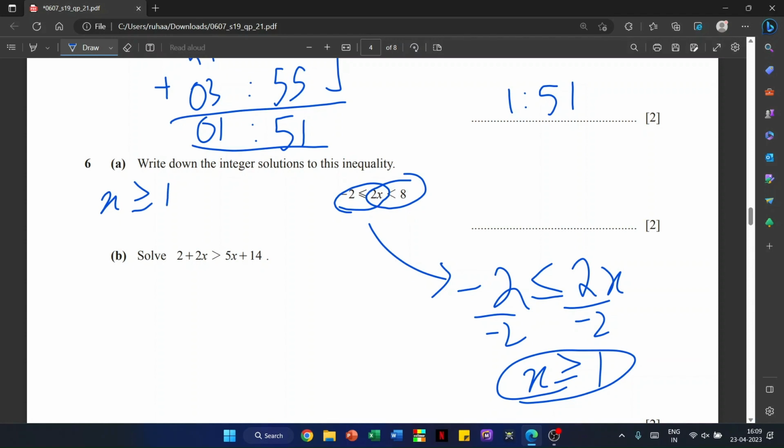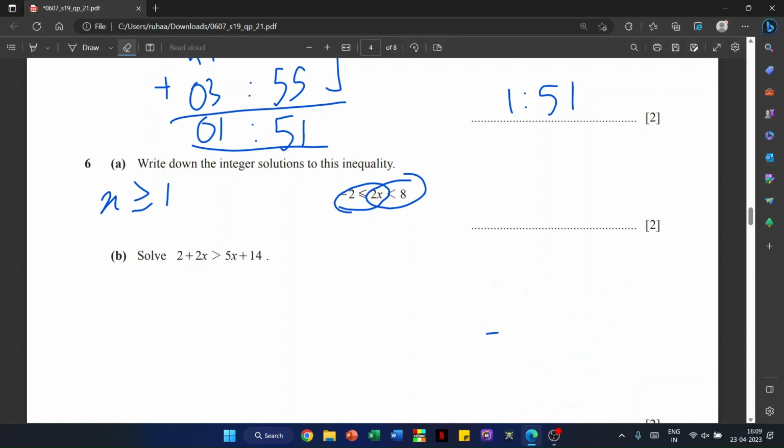The second one is 2x is less than 8. So let's just erase this. That was one of them. The second one, okay, basically when it comes to inequalities, we divide this as 1 and then we take this as 1. So the first one, which is -2 less than or equal to 2x, is going to give us x greater than or equal to 1. The next one is 2x is less than 8, which means that x is less than 4.